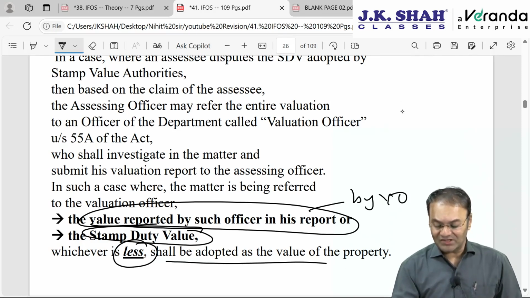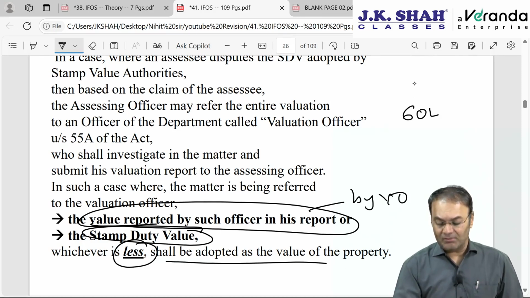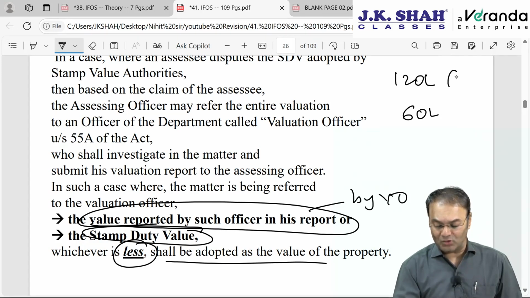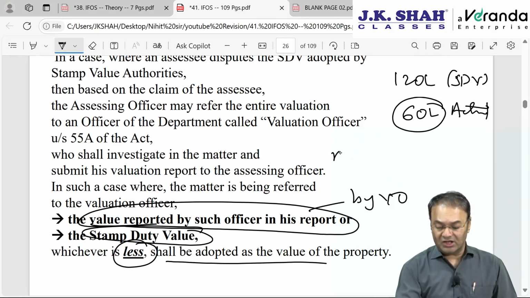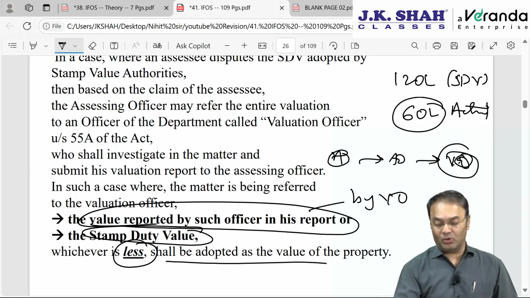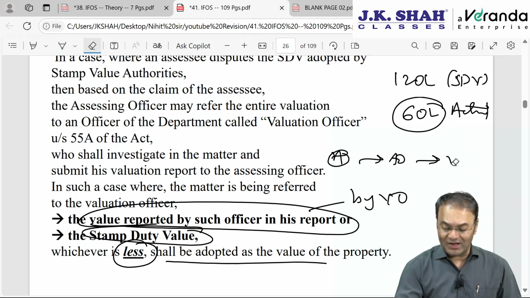So my sale consideration is 60 lakhs, but in my area it fetches the rate of 120 lakh. This is the stamp duty value. I genuinely sold it for 60 lakh, this is the actual. The assessee requested the AO to please refer to the VO, and the AO referred the matter to the VO. The VO will physically come and inspect the property, and will prepare his valuation report.